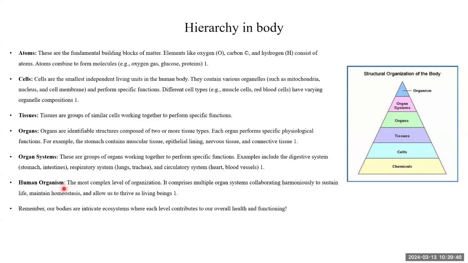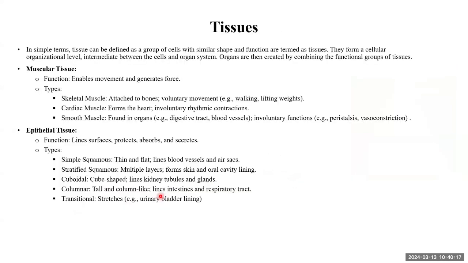So the human organism is the most complex level of organization. It is the most, I would say, developed and advanced form of living so far. So our body comprises multiple systems collaborating harmoniously to sustain life, maintain homeostasis, and allow us to thrive as living beings. So all we need is to have different organ systems working perfectly in synchronization to sustain normal health or good health.